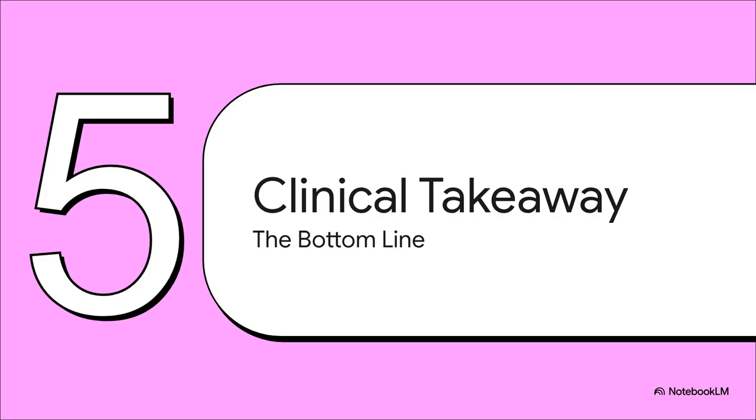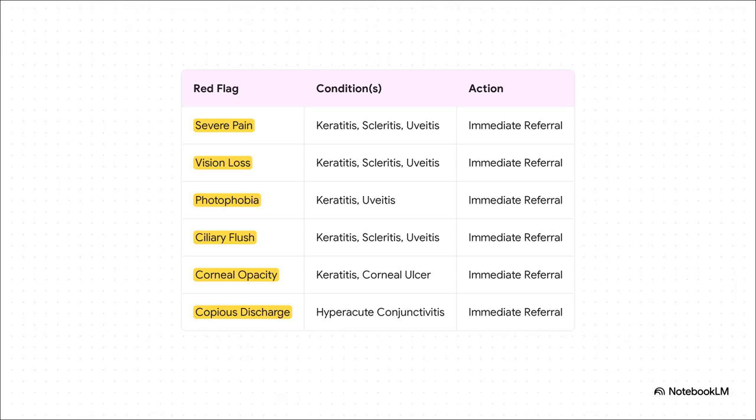So let's boil all this down. If you walk away with just one thing, this next part is what you absolutely need to have locked in your brain for your next shift. Think of this as your red flag checklist. If your patient tells you they have severe pain, any change in their vision, or really bad light sensitivity, that's a red flag. If you look and you see that ciliary flush, a cloudy cornea, or that really nasty purulent discharge, that is a red flag. Any single one of these means you need to be picking up the phone and calling ophthalmology right away.